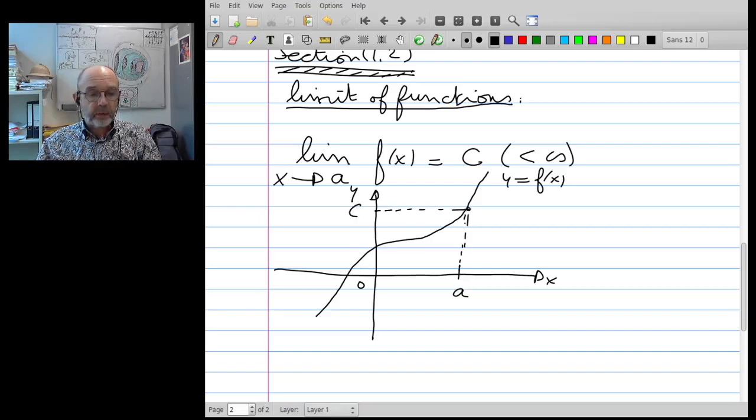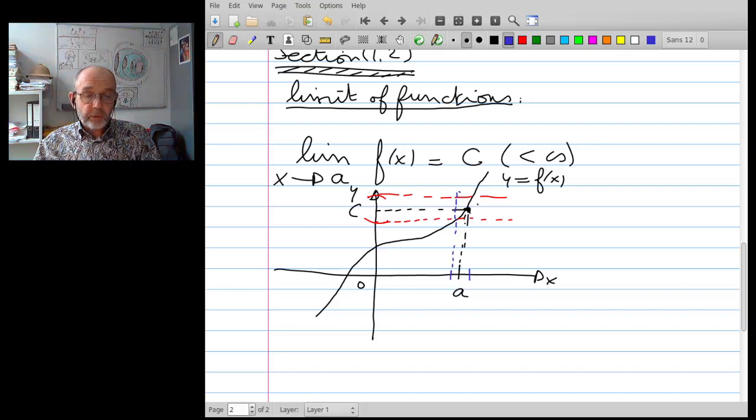Then we have here our limit c. And what does it mean? The meaning is the following. If we take some small area around C, we have always to find an area around A, such that if we calculate values in that small area here, they have always to be in that surrounding around C.